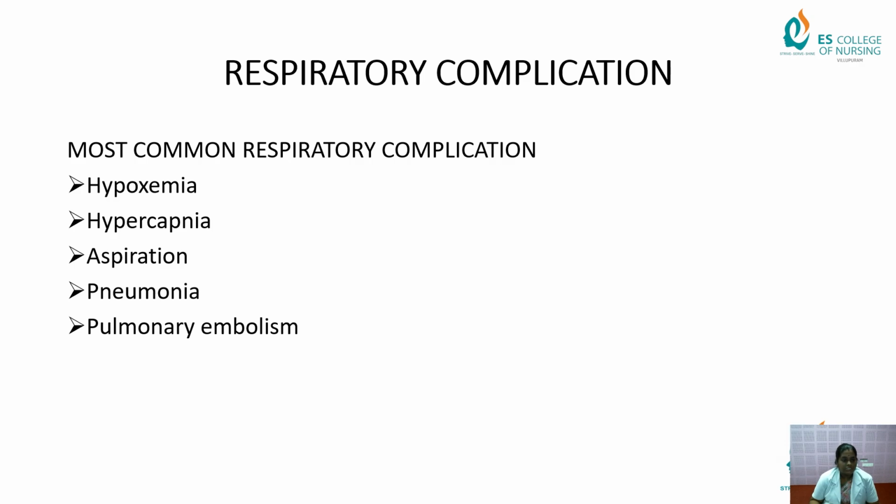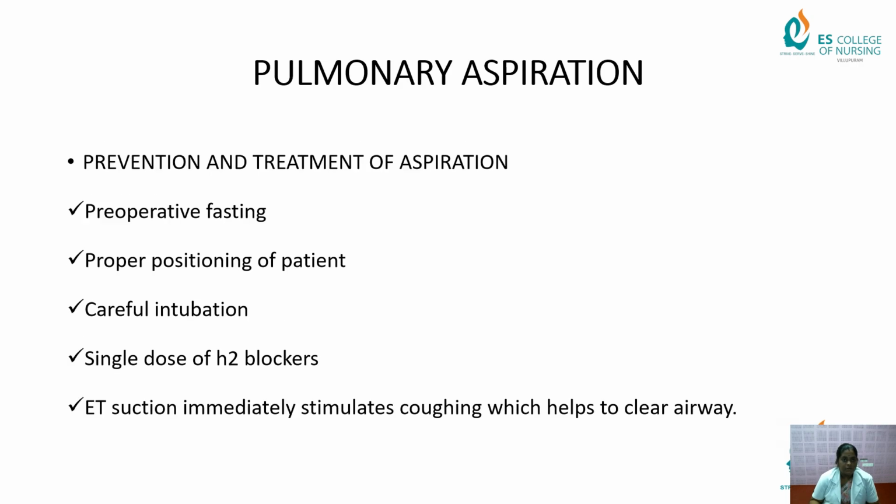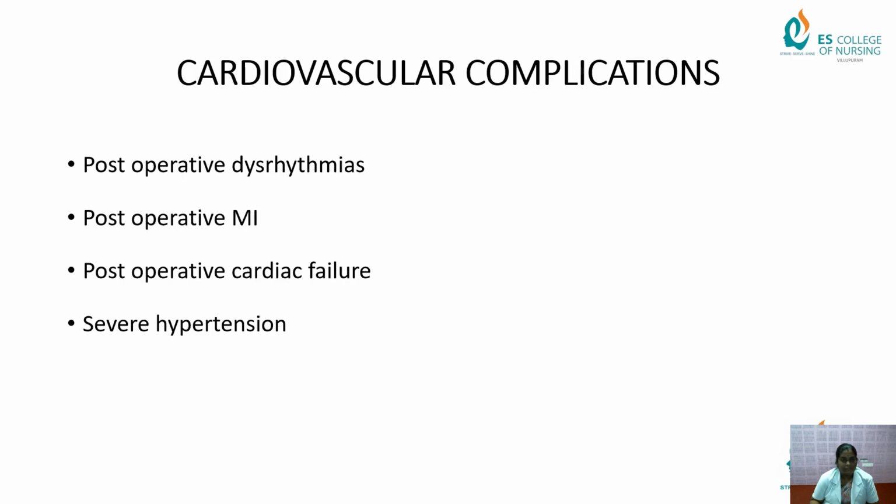Respiratory complications. The most common respiratory complications are hypoxemia, hypercapnia, aspiration, pneumonia, and pulmonary embolism. Prevention and treatment of pulmonary aspiration include preoperative fasting, proper positioning of the patient, careful intubation, a single dose of H2 blockers, and endotracheal suction immediately to stimulate coughing, which helps to clear the airway.